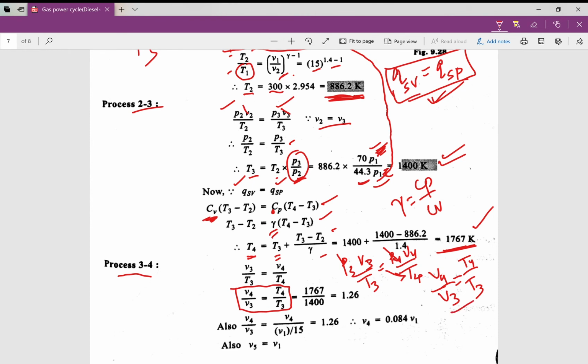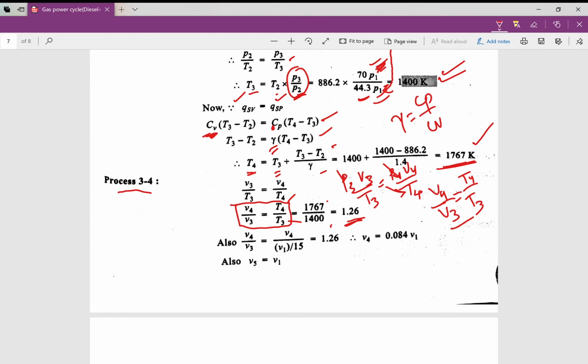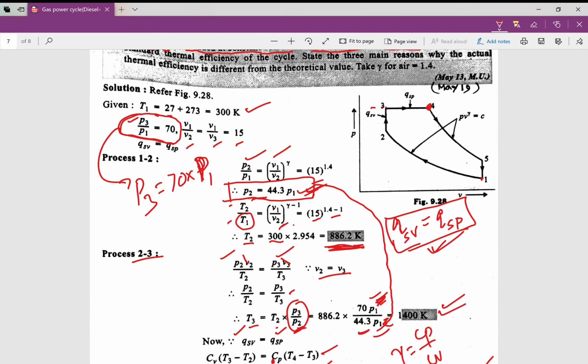V4 upon V3 is equal to T4 upon T3. Now, T4 and T3, these values are known, so we can get 1.26. And dear students, we can apply that relation to get V4 finally in terms of this V1. This V1 is nothing but your V5, from here to here.